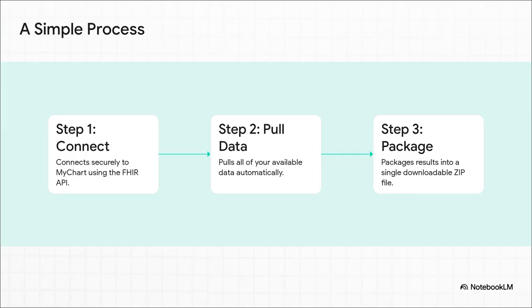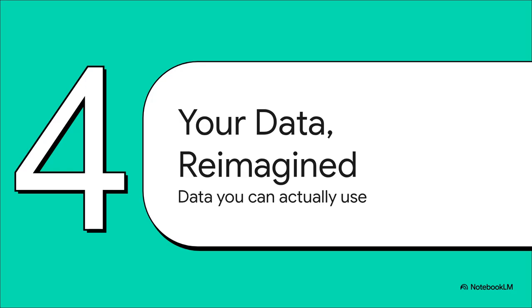Behind the scenes, it's really just a simple three-step process. First, it securely connects to your MyChart account using that FHIR API we just talked about. Then, it just automatically pulls all of your available data. And I mean all of it, not just little bits and pieces. And finally, and this is the best part, it packages everything up into one neat, downloadable file for you. But here's the thing, it's not just about getting your data. It's about getting it in a way you can actually use it. So let's take a peek inside that file you download.